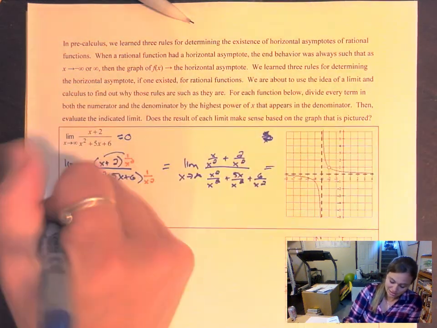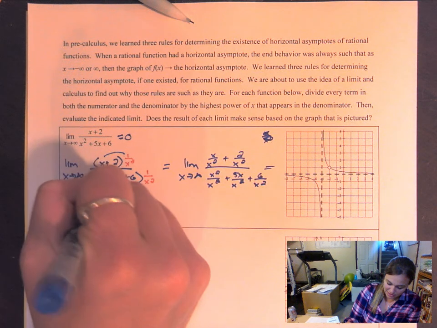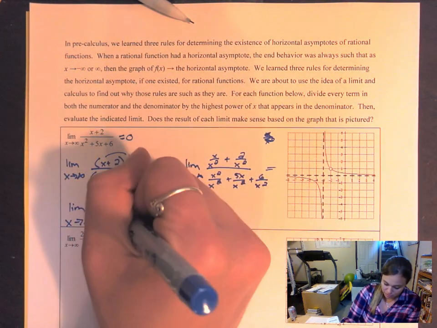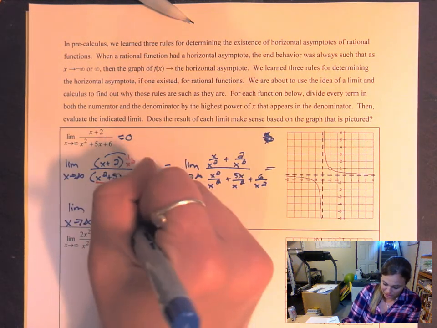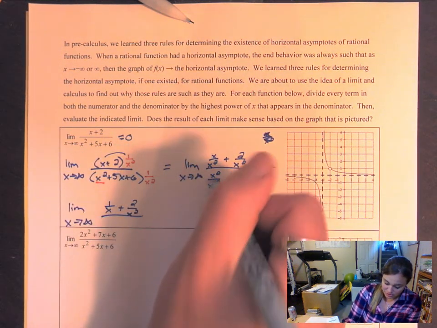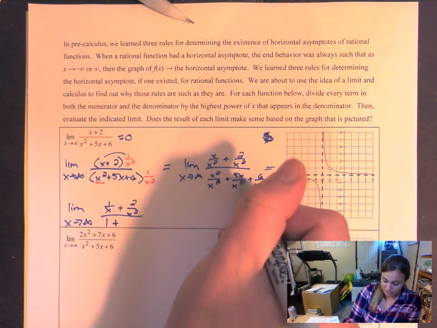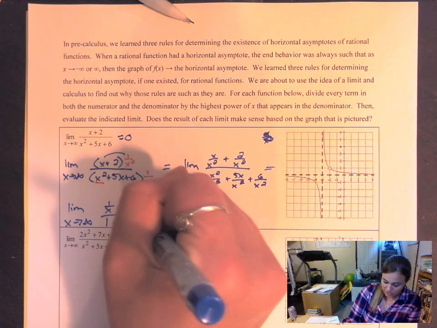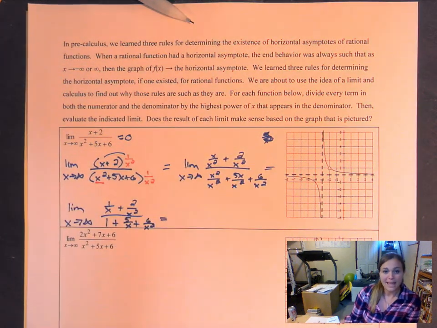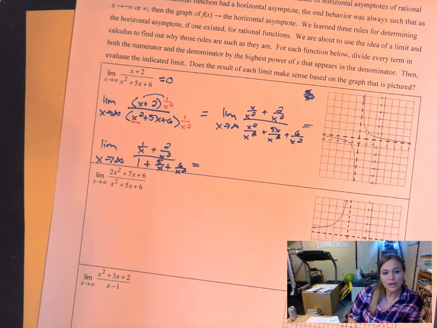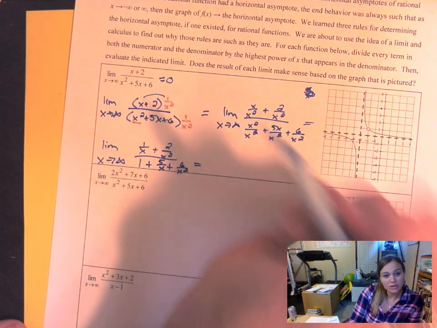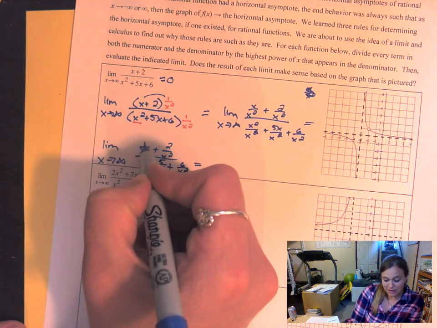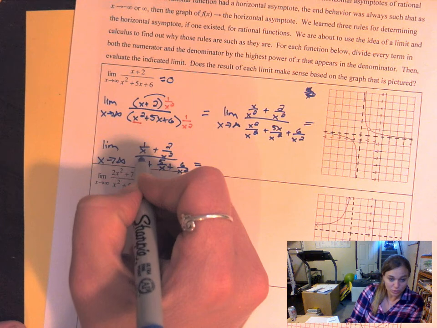Now I'm going to write this again and simplify. The limit as x approaches infinity of x over x squared is the same thing as 1 over x plus 2 over x squared. X squared over x squared would be 1, 5 over x, 6 over x squared. And now I can start taking limits, because even though I couldn't say x over x squared would be equal to 0, I can know the limit as x approaches infinity of any number over any x to a power.